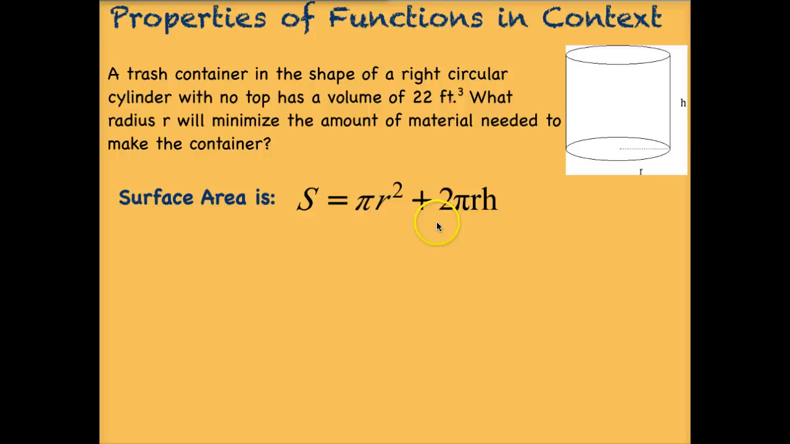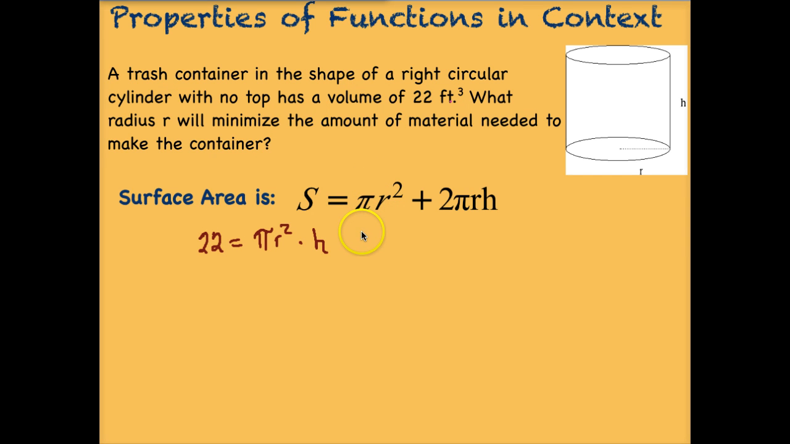Notice that our surface area equation is equal to pi r squared. This is the circular base. If we were including the top, we would need to multiply this by 2, but we do not have a top. And then the lateral area, this curved area around the middle, is represented by 2 pi r h. So how would we solve this? Pause the video and see if you can solve this on your own.